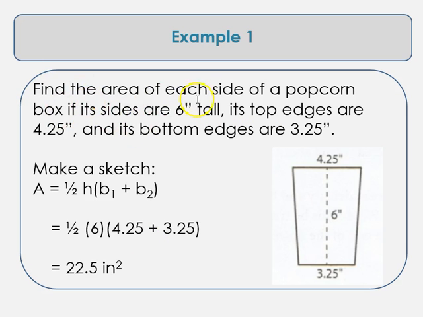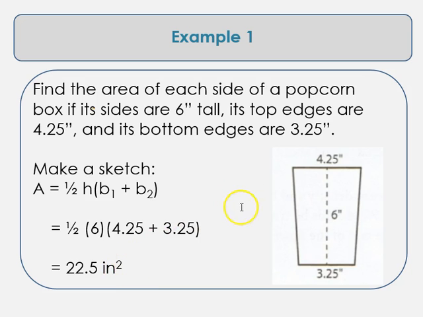Example 1: find the area of each side of a popcorn box if its sides are 6 inches tall, its top edges are 4.25 inches, and its bottom edges are 3.25. So there's our sketch that we need to make. And here's our formula: 1/2 height times base 1 plus base 2. We substitute height of 6 inches and bases of 4.25 and 3.25, and we multiply within parentheses first, and then we end up with 22.5 square inches.